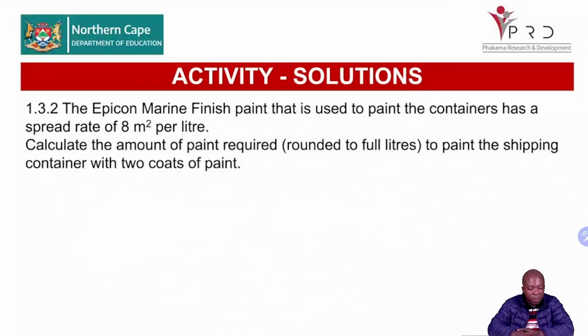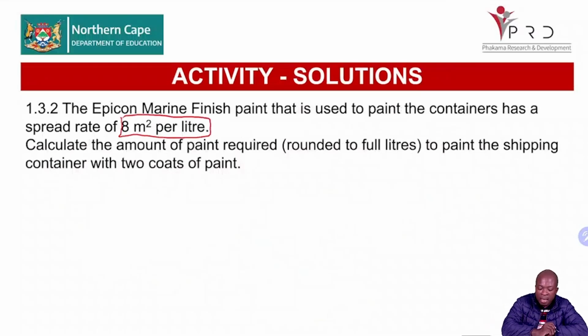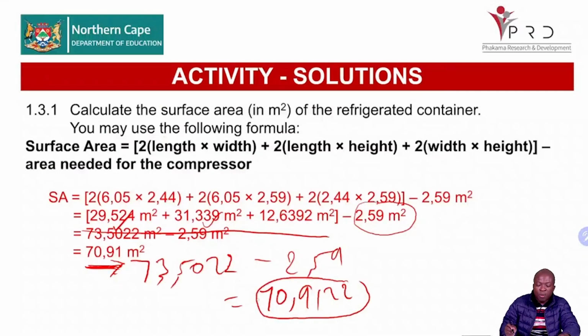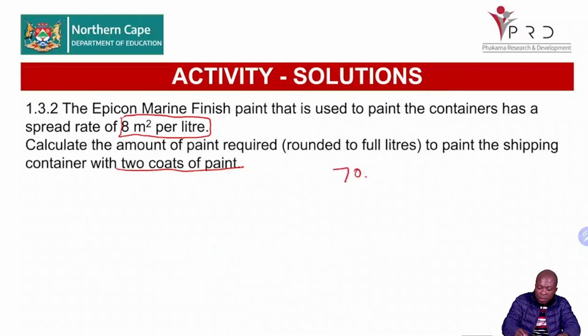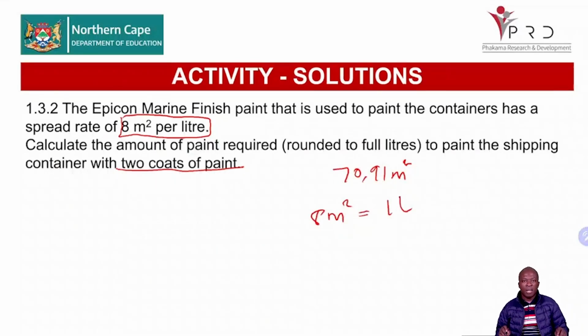Let's go to 1.3.2. The paint has a spread rate of 8 meters per liter. We want to paint 2 coats. So how do we attempt this one? Go back. What do we need to paint? 70.91. So here is your 70.91 meters squared. You want to paint it. They are saying the paint which is sold is 8 meters squared for 1 liter. So every 8 meters squared needs 1 liter, and we need to paint 70.91.